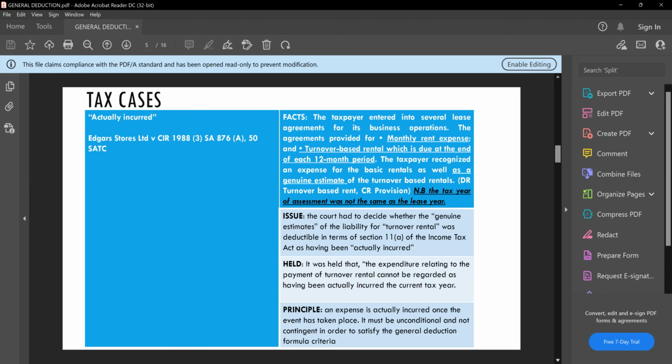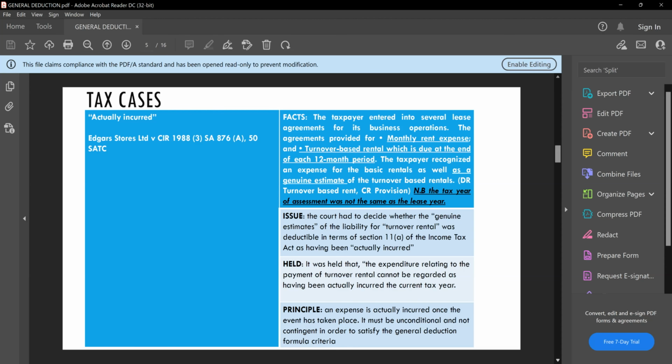So they credited a provision because at the end of the year of assessment, the company didn't really know how much the turnover would be, right? So therefore, what they did was to estimate the turnover-based rentals and created a provision for that. So that's what happened.